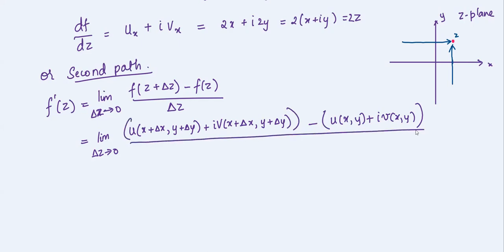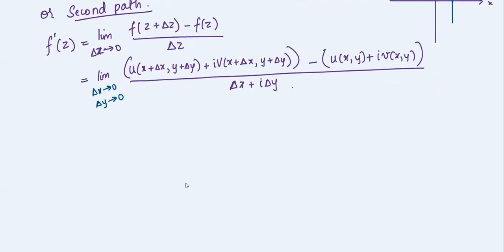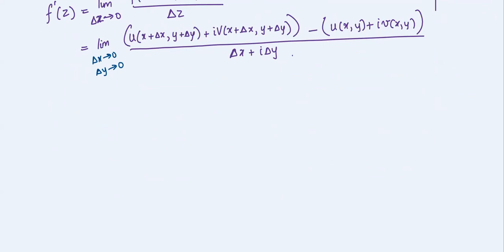So we are just writing this. This is delta x plus I delta y. Now, this delta z tends to 0 means delta x tends to 0 and delta y tends to 0. Now in path 1, the first path, first delta y tends to 0 and then delta x tends to 0.